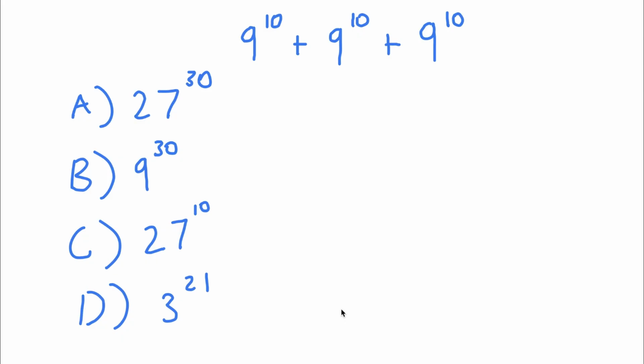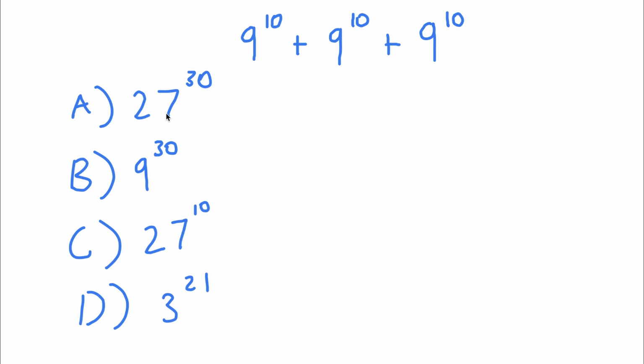Alright, so for this problem, I have 9 to the power of 10 plus 9 to the power of 10 plus 9 to the power of 10. And I have 4 answer choices. So I want to figure out which answer choice is the correct one for this problem. So how I'm going to do that is I'm going to go one by one with each answer choice, and I'm going to figure out which one is the correct one.